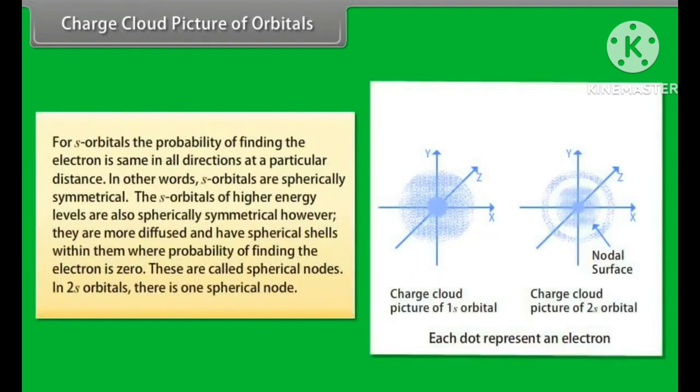Charge cloud picture of orbitals. For s orbitals, the probability of finding the electron is the same in all directions at a particular distance. In other words, s orbitals are spherically symmetrical. The s orbitals of higher energy levels are also spherically symmetrical, however, they are more diffused and have spherical shells within them where the probability of finding the electron is zero. These are called spherical nodes. In 2s orbital, there is one spherical node.